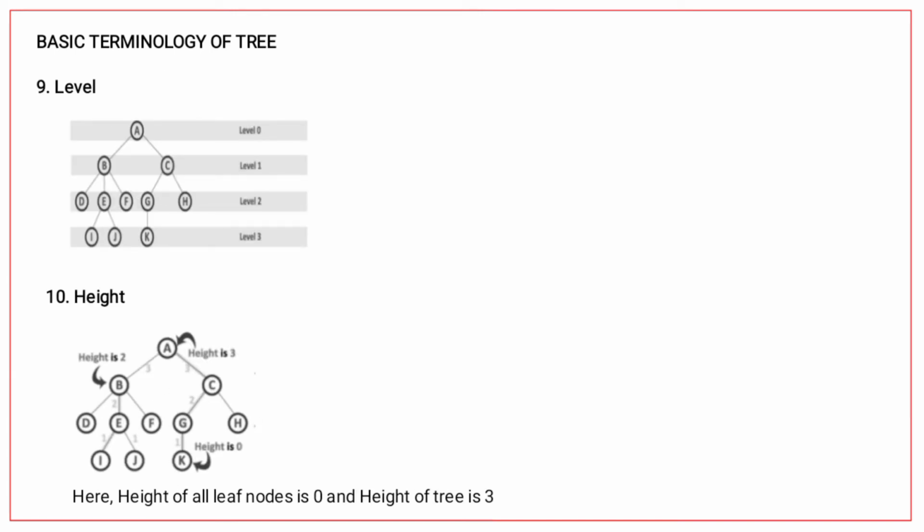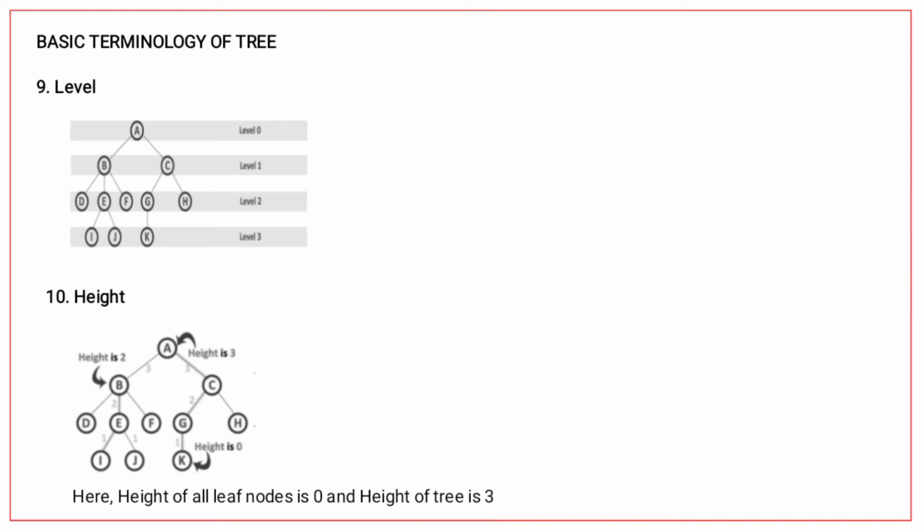Next, level. In a tree, each step from top to bottom is called a level, and the level count starts with 0 and is incremented by 1 at each level stepwise. See the figure. Level 0, then level 1, then level 2, and then level 3. In this figure, there are a total of 4 levels starting from 0.